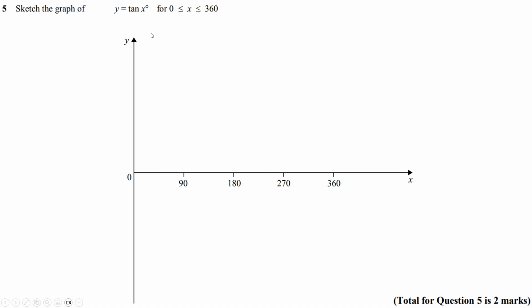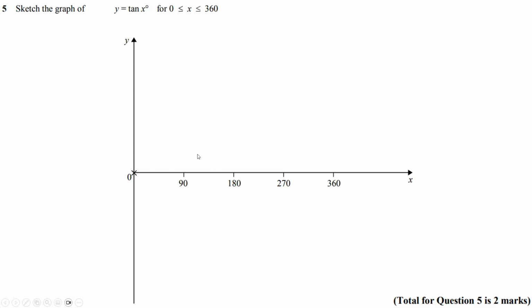Sketch the graph of y equals tan x. Okay, so tan x, you should have a rough idea of what it looks like, and you should know your exact values up to 90 degrees. But there's a special property of the tan graph, and that is that it repeats every 180 degrees, and that'll be relevant later. Anyway, so tan of 0 is 0. You should kind of know that as an exact value. And then if you recall what tan looks like, it goes like this.